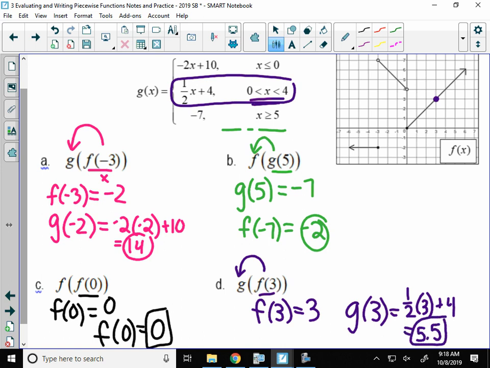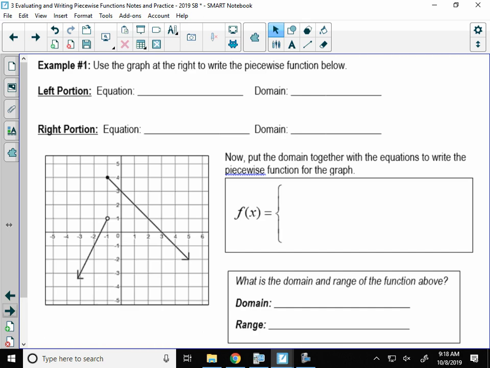So hopefully evaluating with these piecewise functions isn't too bad, and throwing back in some composition of functions is also not bad. The second part of these notes is writing piecewise functions. All right, so we're going to be given a graph. You need to identify the equations in the domain for each part. So let's break it up for the first couple here.